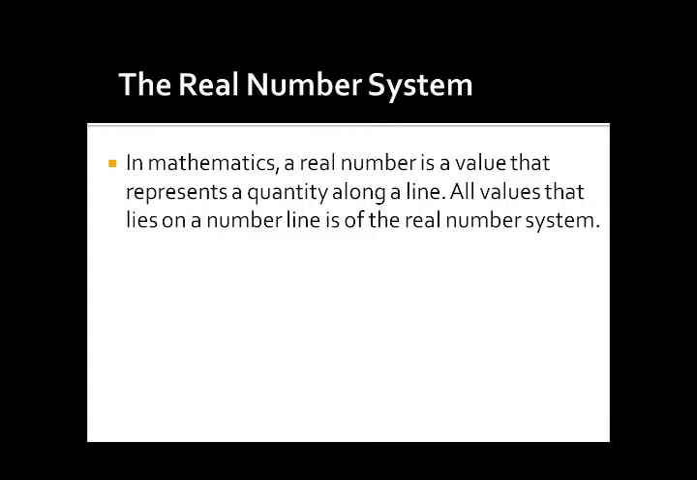In mathematics, a real number is a value that represents a quantity along a line. So all values that lie on a number line are of the real number system. In consideration of the number line, we have learned this in primary school or basic school for some, where we see a line that we mark out and represent several different values. Generally, we use it with counting numbers, where we start at 0, then 1, then 2, then 3, then 4, and so on.